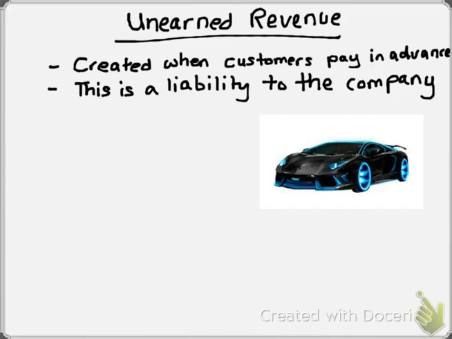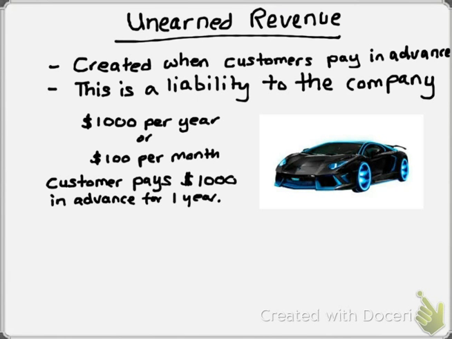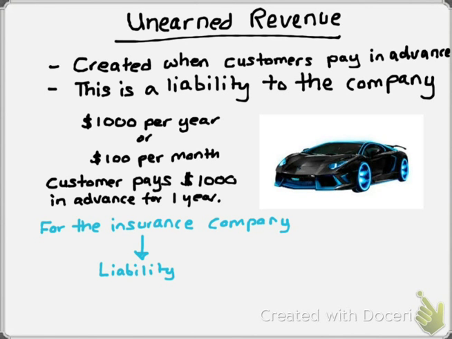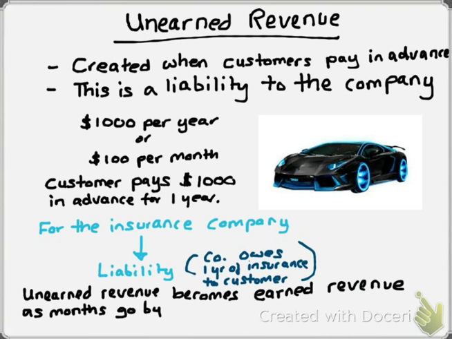Let's go back to that same insurance company example. We said that the terms were $1,000 paid per year or $100 per month. If the customer pays $1,000 in advance, it becomes a liability for the company. For the insurance company, it is a liability. Why is it a liability? Because now the insurance company owes 1 year of insurance services for the customer. As months go by, this unearned revenue becomes earned revenue as insurance services are provided for the customer.